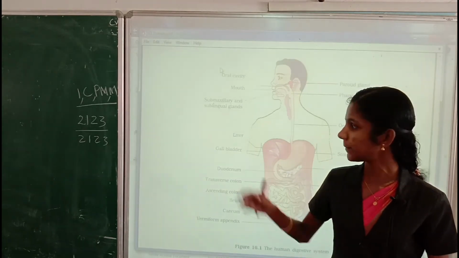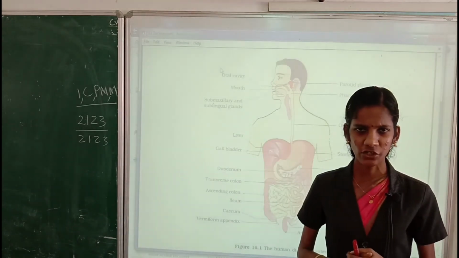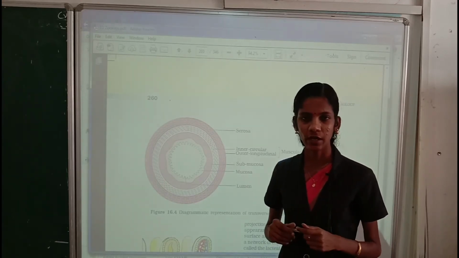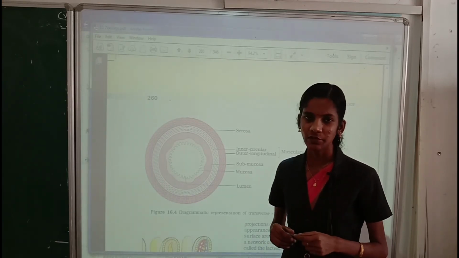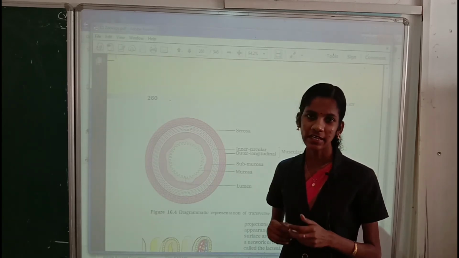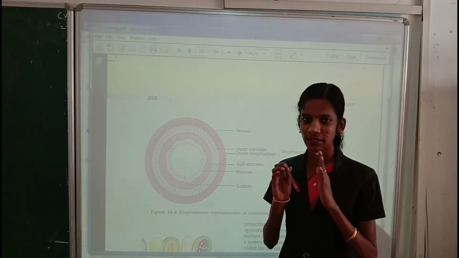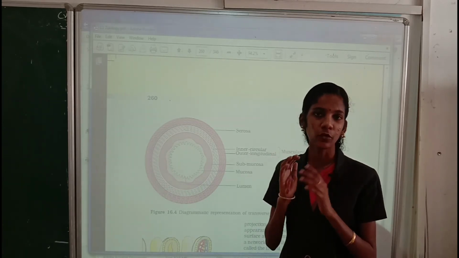Hope you have understood the main parts of your alimentary canal, isn't it, children? Okay, now let us study the number of layers which can be found around your alimentary canal. When we consider the alimentary canal, it contains 4 layers. That means from esophagus till the rectum, alimentary canal is surrounded by 4 layers.